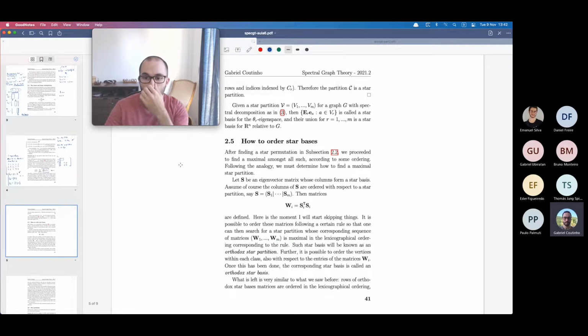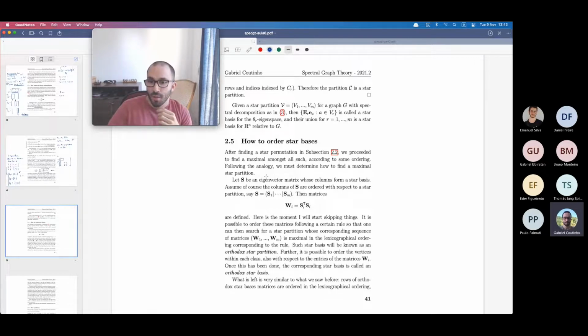Okay, so after finding a star permutation, as we did in section 2.2 in the last class, we proceeded to find a maximal one amongst all such, according to a certain ordering. We call that an orthodox star permutation. So following the analogy here, we must determine how to find a maximal star partition. We have finitely many, we want to find the maximal one, somehow according to a certain ordering.